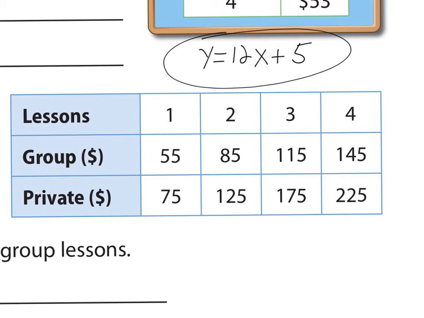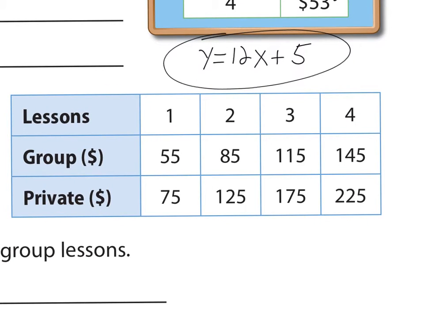Last examples here. All right. We'll call it, I don't remember what the word problem is. I'm just going to say we've got guitar lessons. Now, you can either go to group lessons or private lessons. Okay, and this is the table that's provided. So we're going to come up with the equation for group lessons and the equation for private lessons. So we'll do group lessons first.